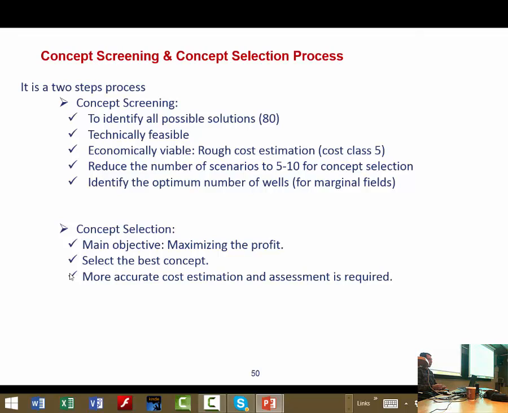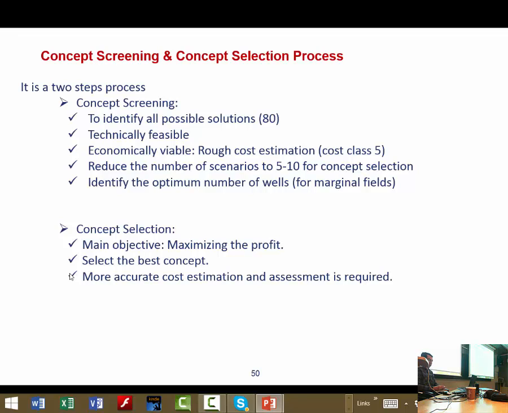And we make some economical viability assessment. We make some rough cost estimation, which is known as cost class 5, to reduce the number of scenarios to, let's say, 5 to 10 scenarios sent for the concept selection phase.